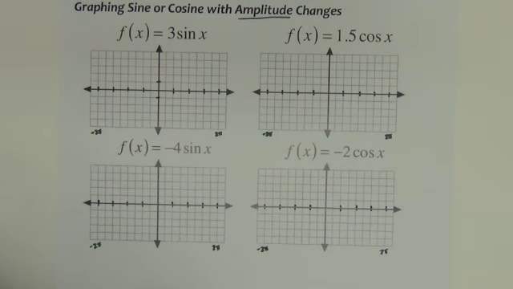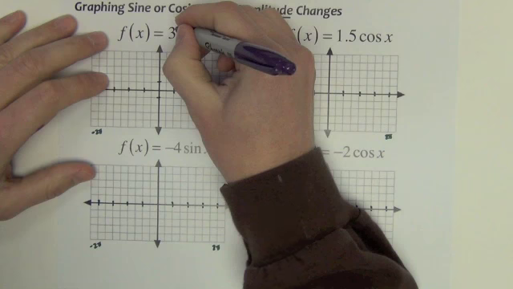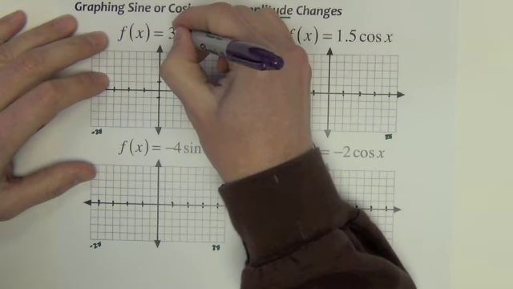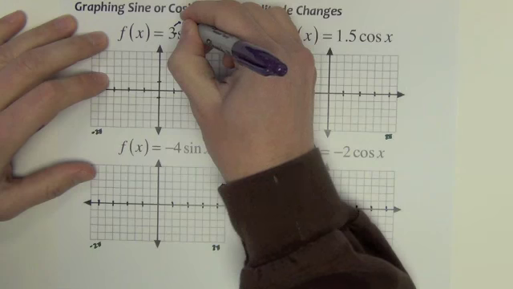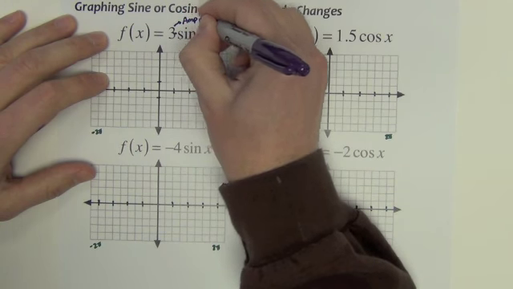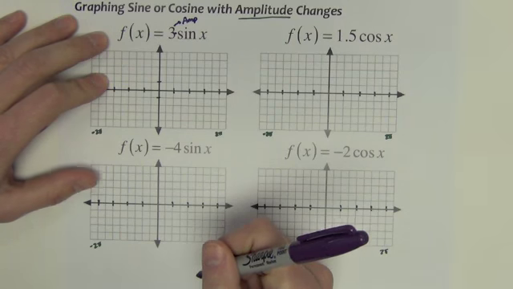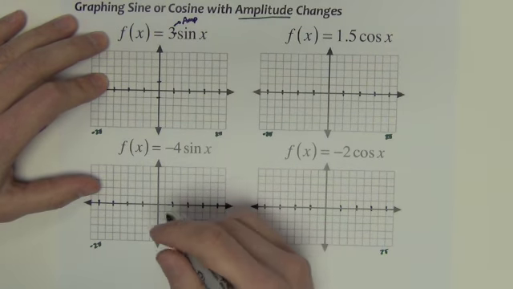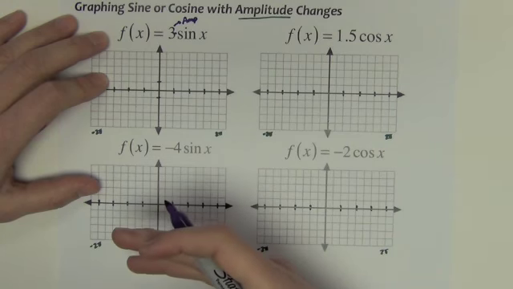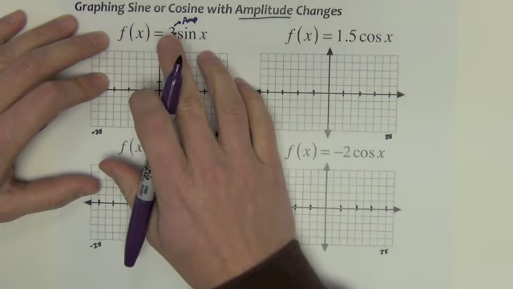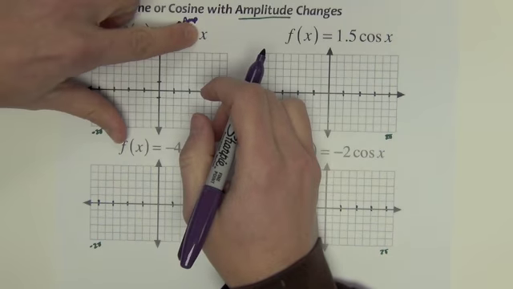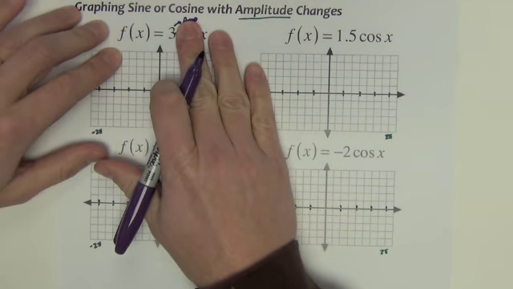The number that multiplies the trig function, the 3 is multiplying the trig function. That is always where you're going to find your amplitude. The amplitude in this graph is 3. You can think of it in terms of stretching and shrinking the graph. So that's outside the function. This would be inside. This is outside the function.